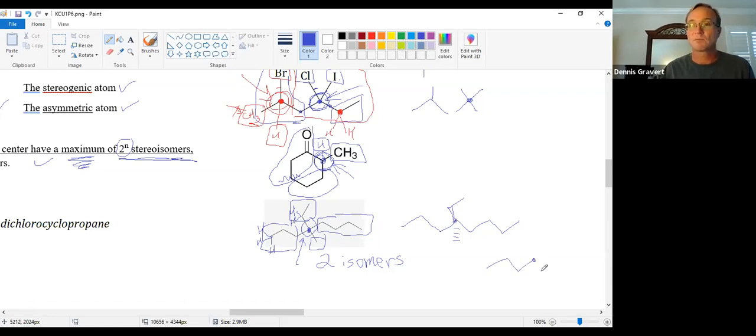And I want to draw it pretty much the same way, but now make the dash bond go up to ethyl and the wedge go down to methyl. And then now I have the 2 enantiomers. Cool.